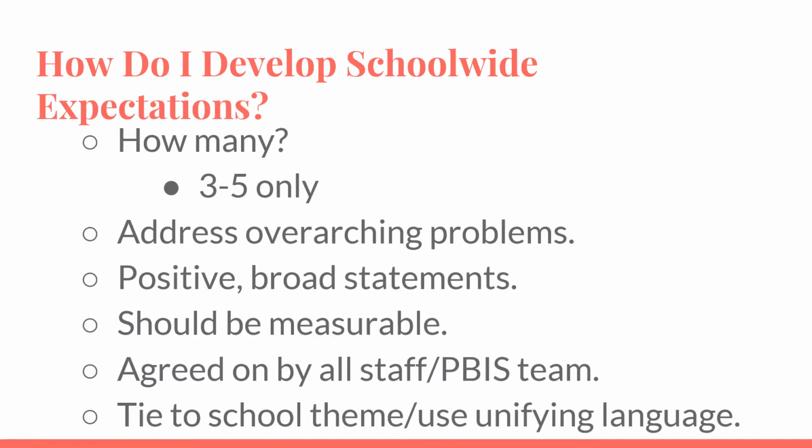So how do I develop school-wide expectations? Also, how many should I have? Really, you're only going to need 3 to 5. This prevents having so many rules the kids don't remember them, and so few that they just do whatever they want. They're going to address overarching problems. They're going to be positive, broad statements. They should be measurable. And they should be agreed upon not only by your PBIS team, but by all staff. Finally, these rules should tie into the school theme and use unifying language.